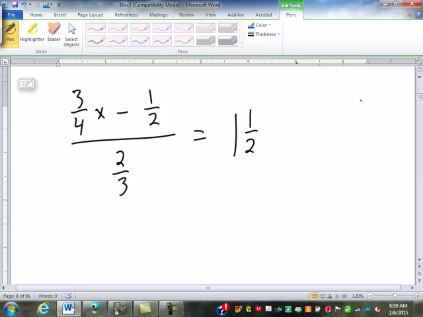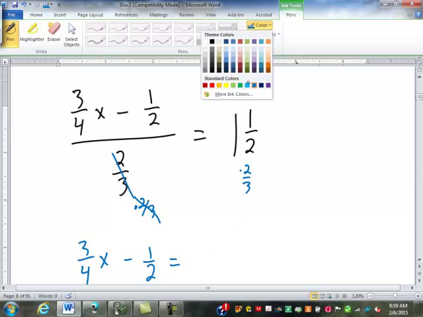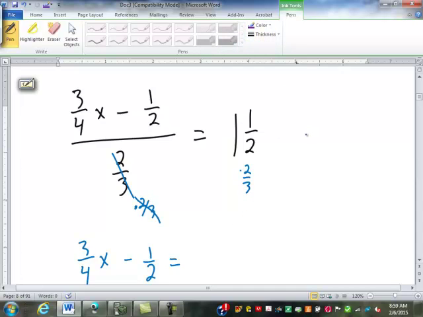Tell me what to do with this one. Multiply by 2/3. Very good. That makes that go away. Leaves us with 3/4 x minus 1/2 over here times 2/3 over here. Well, again, 1 and 1/2 is going to be 3/2 times 2/3. Well, that's just going to be 6/6 or 1. We have 1 here.